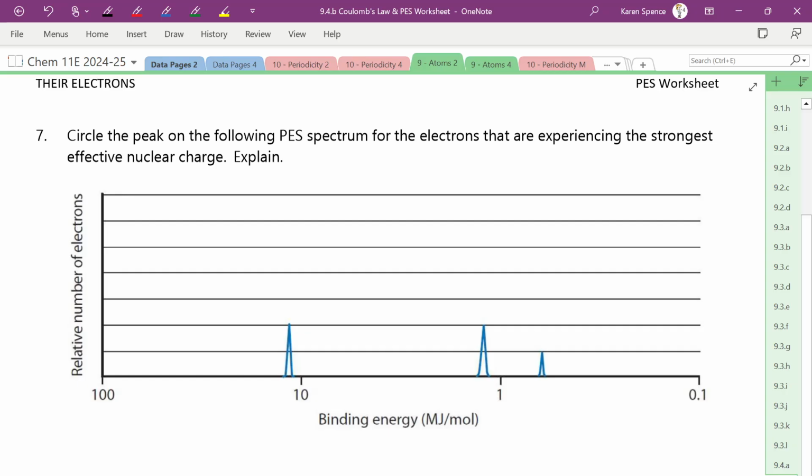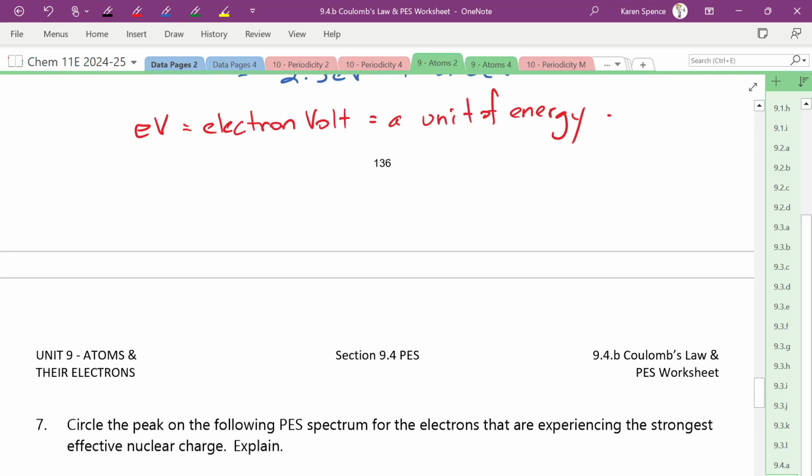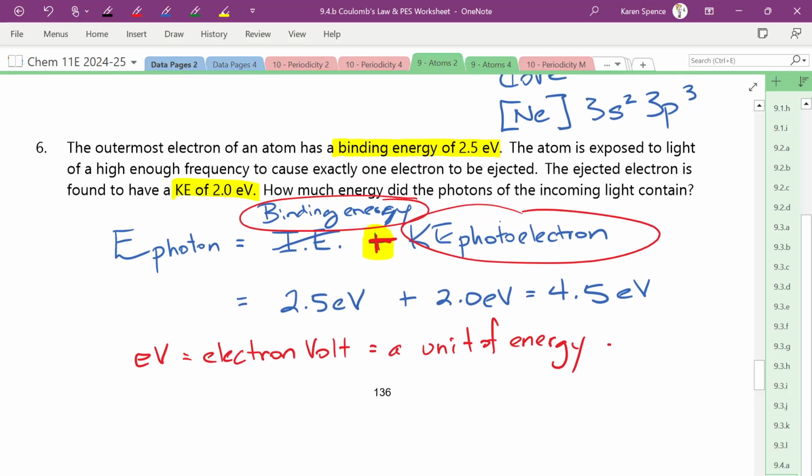What do you guys think about number 7? Could you do number 7? What's binding energy? It's essentially the ionization energy for a particular electron. Let's just write that down here. Binding energy.